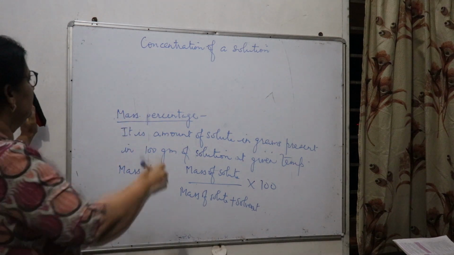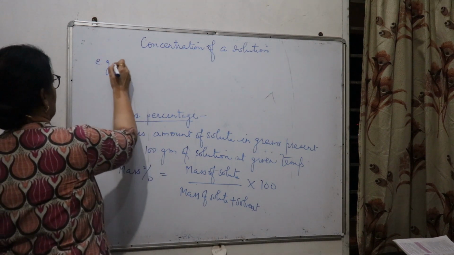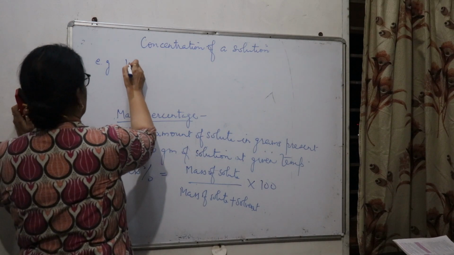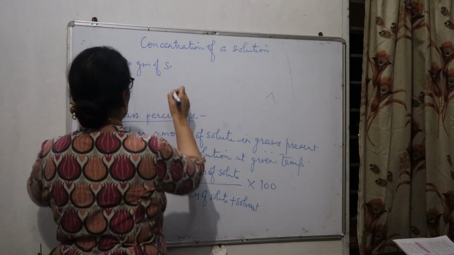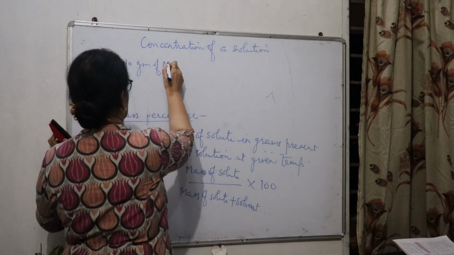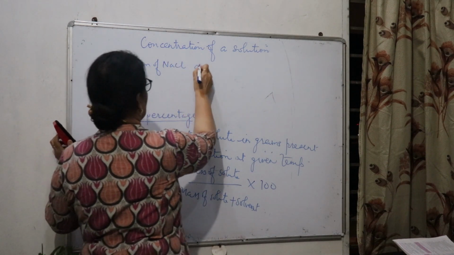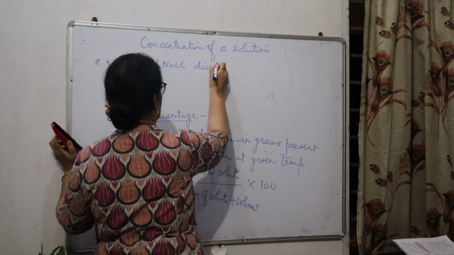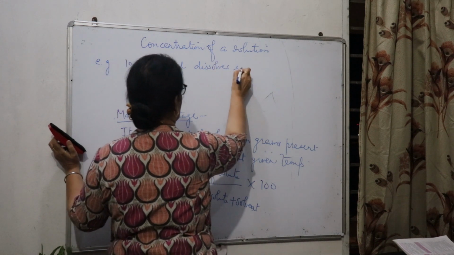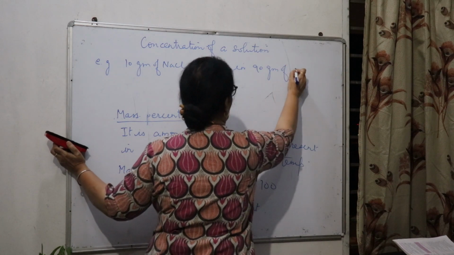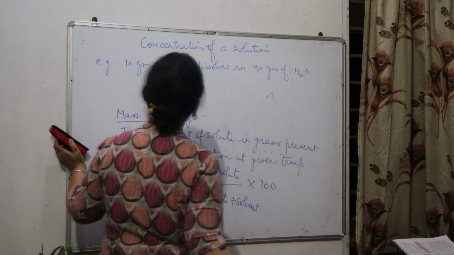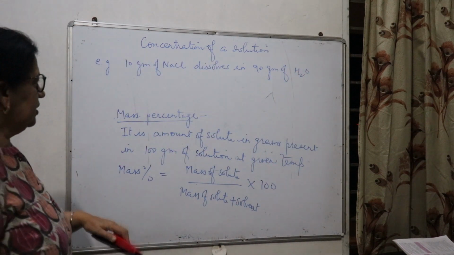For example, 10 grams of sodium chloride dissolves in 90 grams of water. Then what is its mass percentage?